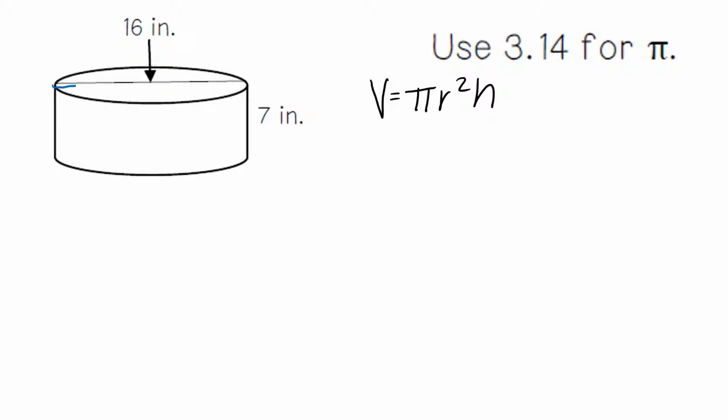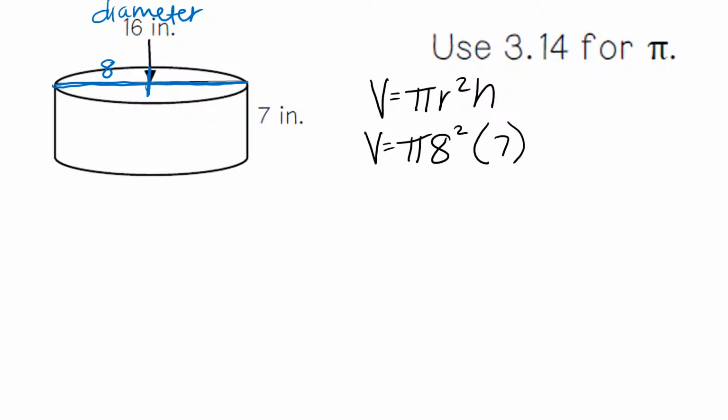The 16 represents the diameter because that line goes all the way across. We do not want to represent the diameter, we only want the radius, so we're going to do half of 16. We're going to use 8. And so that's going to be 8 squared. Our height is going to be 7, the line going up and down.